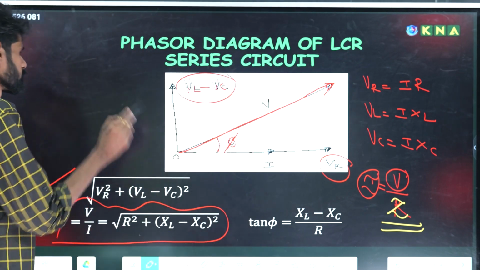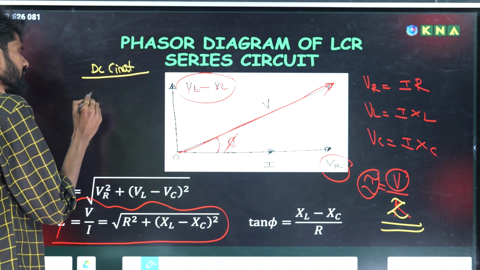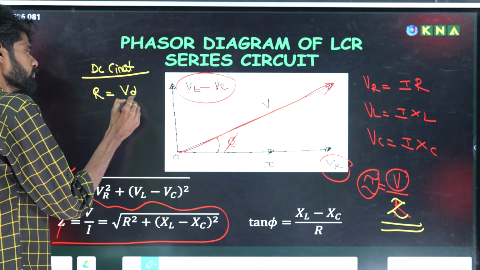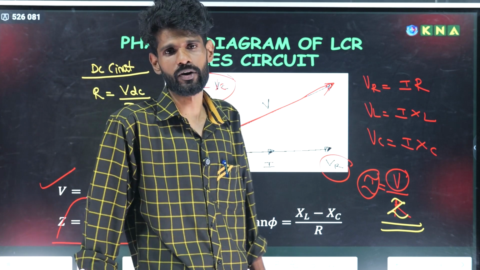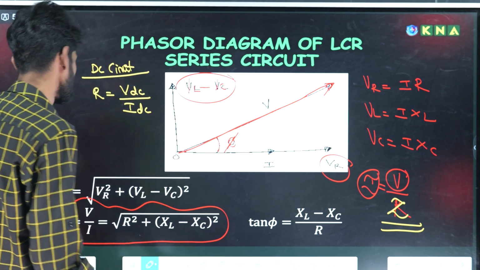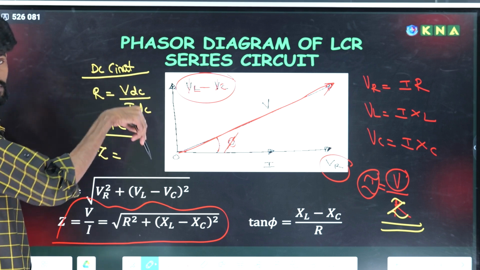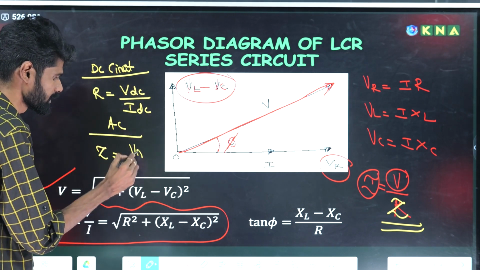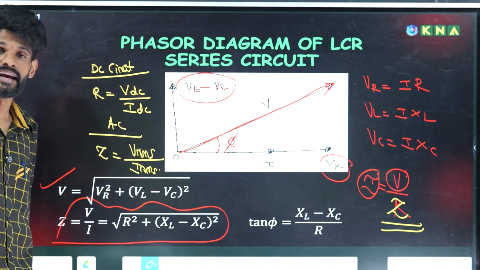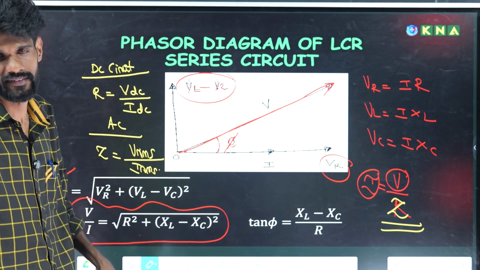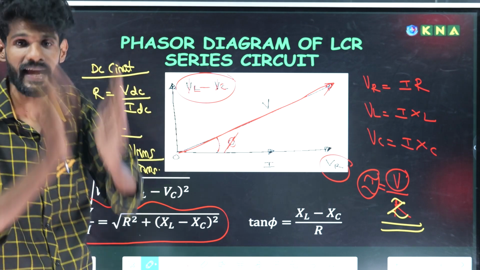Generally in DC circuits, what is the resistance? Resistance is equal to VDC by IDC, direct voltage divided by direct current. For the AC circuit, remember that Z is equal to V by I, that is VRMS by IRMS. Z is the impedance of the circuit, nothing but the net effect of reactance and resistance.